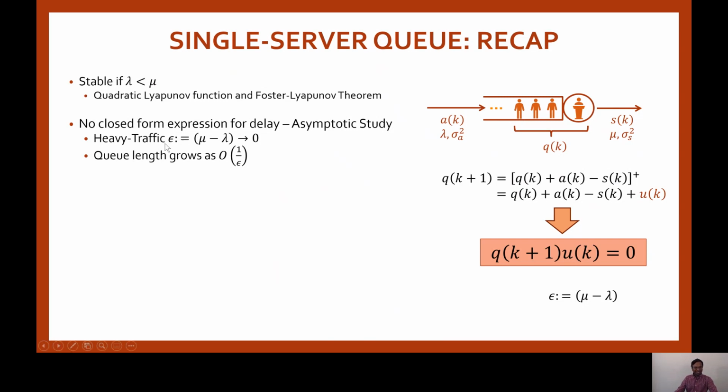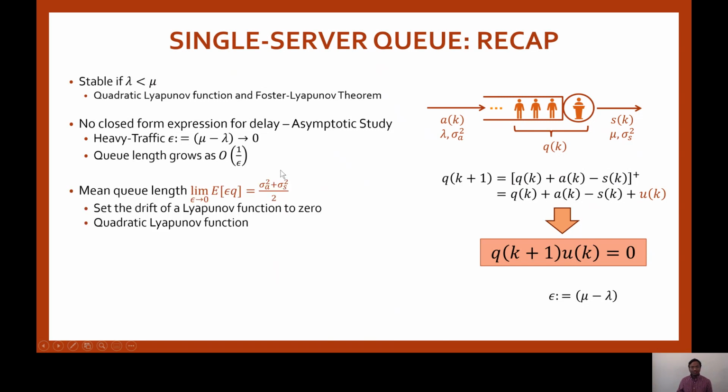And we looked at the heavy traffic limit in part 1, where we are pushing the system close to its capacity. We're letting lambda approach mu. Or in other words, if epsilon is mu minus lambda, we're letting epsilon go to 0. And then we said that the queue lengths in this case blow up, and they blow up as of the order 1 over epsilon. And so we looked at queue length multiplied by epsilon, and we said that its mean in the limit as epsilon goes to 0 does not depend on the whole distribution. It depends on just the variances of the arrival and service process, and it's just the average of these two variances. And we proved this using a drift argument. We picked a quadratic Lyapunov function and set its drift to 0.